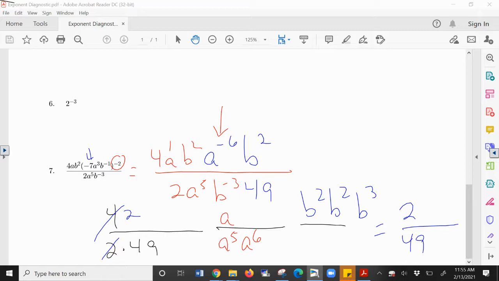But look at all these a's. I've got 1 a on the top and 11 a's in the bottom. I can subtract, but there's more in the bottom, so I'm going to have 10 left over in the bottom. 5 plus 6 is 11, minus the 1 from the top. There's nothing on the bottom for the b's, so it's just 2 plus 2 plus 3, which is 7. So 2b to the 7th over 49 a to the 10th is this whole mess. Obviously, there are other ways of going about it, but make sure you do exponents first, which is this mess in here, and then figure out what you're going to do to simplify.